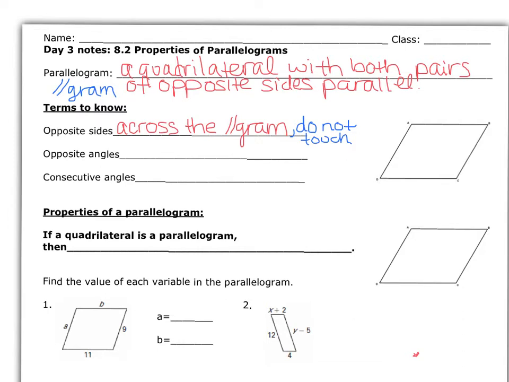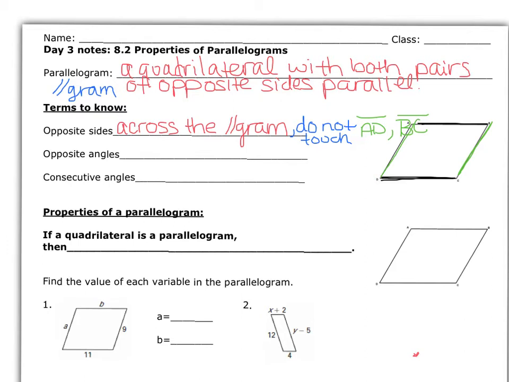So opposite sides in this case, if you wanted to name them, if you look at this parallelogram here, some opposite sides would be side AD is opposite from side BC. So those would be considered a pair of opposite sides, and then you also have another set in CD and AB. Those are also opposite sides.